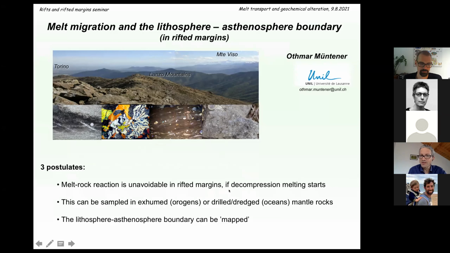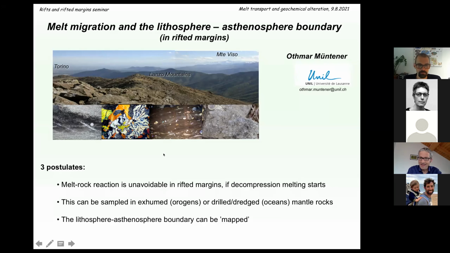And as Sasha said, I tried to give you a really short overview of what can be seen mostly in rocks about melt migration, and whether we can actually recognize the lithosphere-asthenosphere boundary in rifted margins, even though the activity by now is pretty late. It's a fossil lithosphere-asthenosphere boundary, but I will show you that three postulates are necessary to understand the lithosphere-asthenosphere boundary: that melt-rock reaction is unavoidable in rifted margins if decompression melting starts at some point.